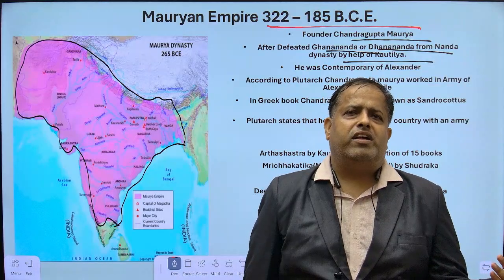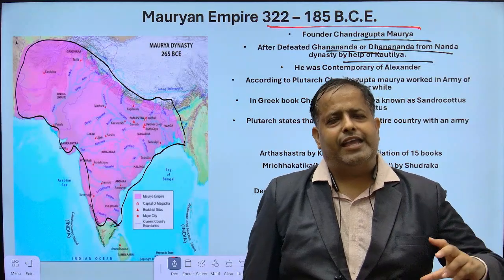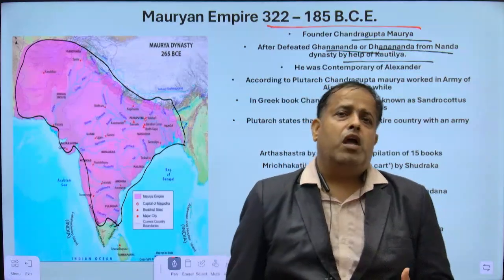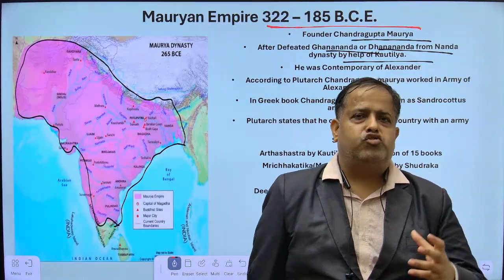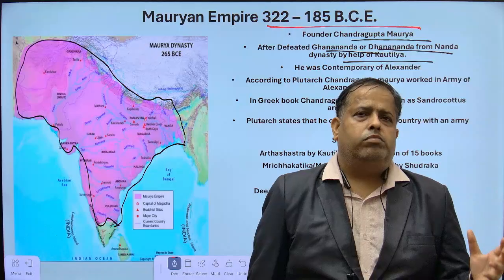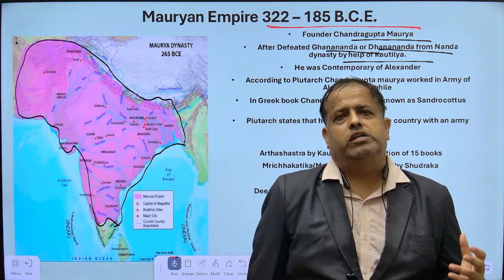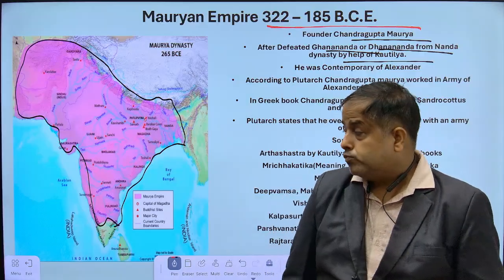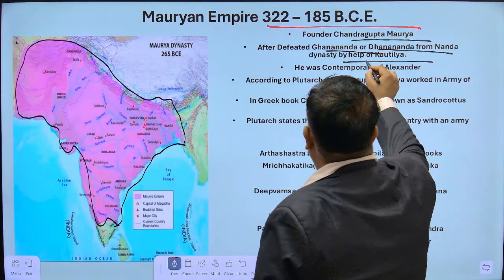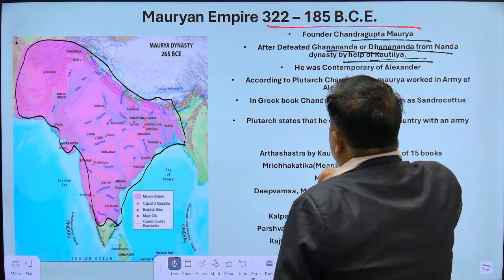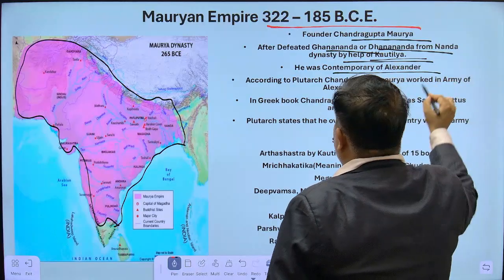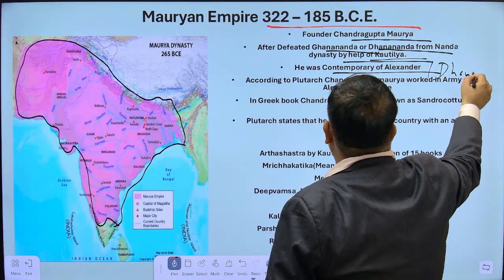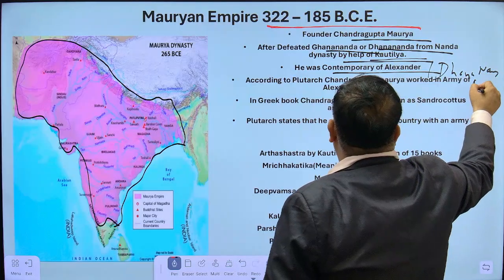So for some time he worked in the army of Alexander, and here he learned everything: how to motivate an army and how to deal with things. Finally, after winning Punjab and defeating Ambhi, Chandragupta Maurya attacked Dhananda, who was defeated and killed. So finally he got the throne with the help of Kautilya. He was a contemporary of Alexander, Dhananda and Ambhi.